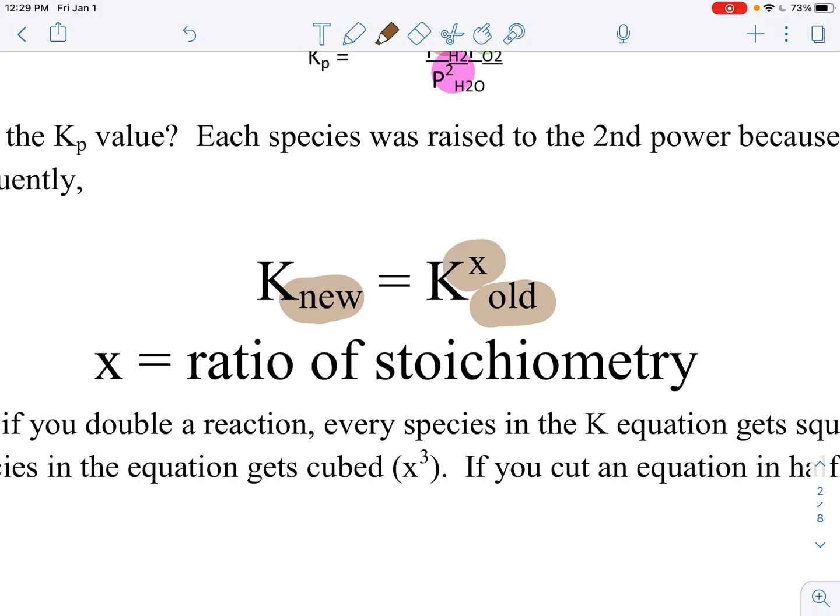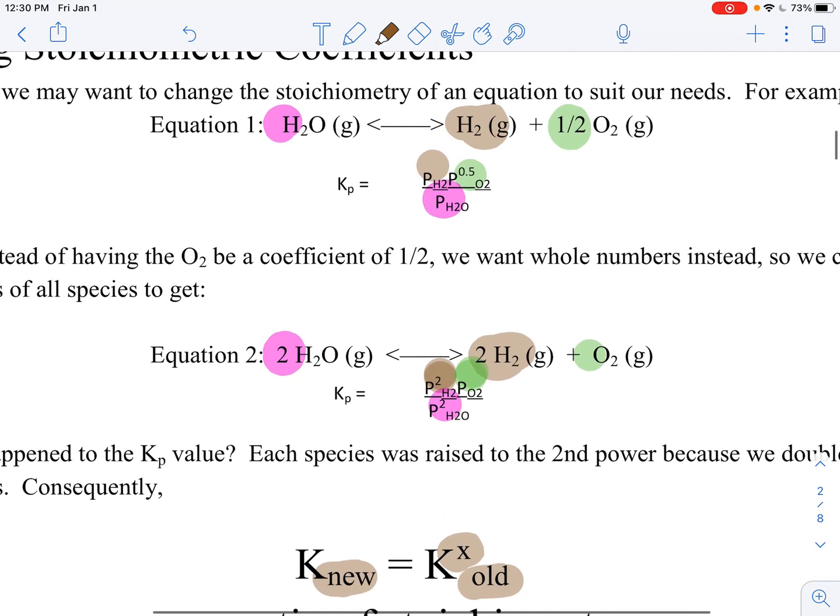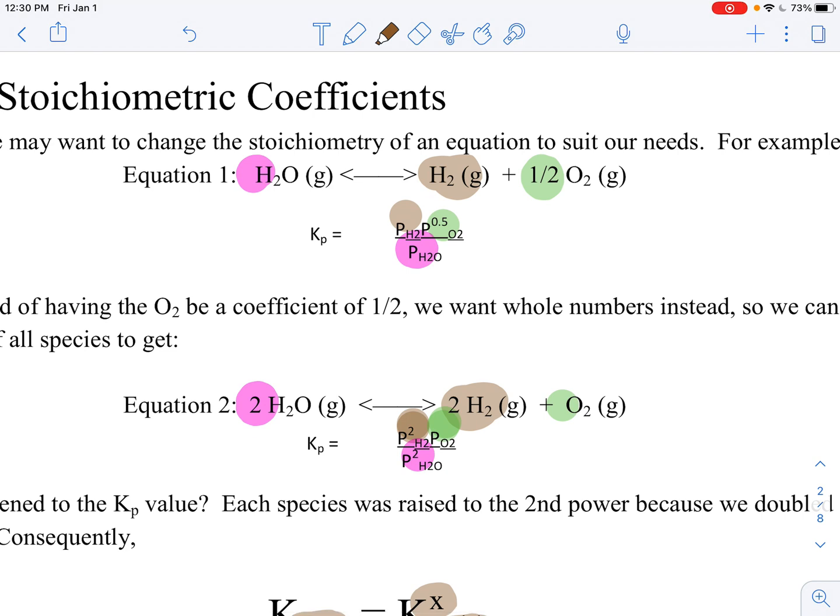Your K new is going to be the same thing as your K old, except it's going to be raised to that power. Now, think back to thermodynamics. What did you do in thermodynamics when you doubled an equation? You simply multiplied it by 2, right? Well, shouldn't that just stay for everything? No, because remember in electrochemistry, what happens when you double an equation? You don't do anything. So again, every set of circumstances has its own rules.